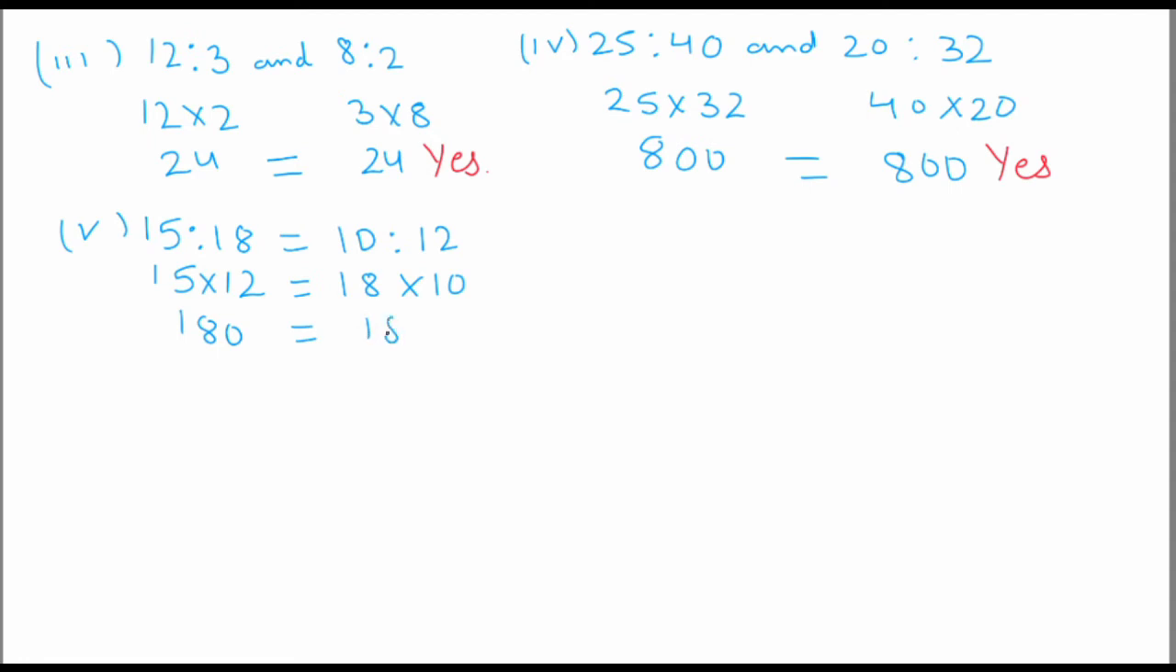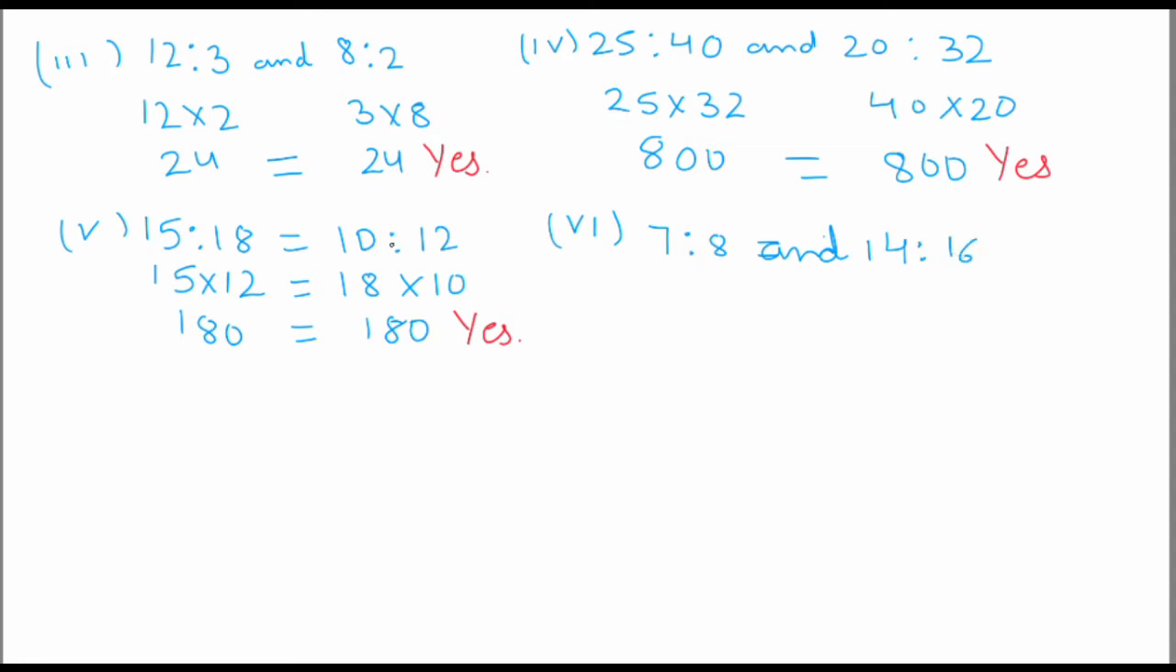Both are equal, so this is said to be in the proportion. Yes, it is a proportion. Coming to the last part of the question number 1, it is 7 by 8. That means 7 is to 8 equal to 14, and we don't know whether they are in the proportion, so we can't write it before.